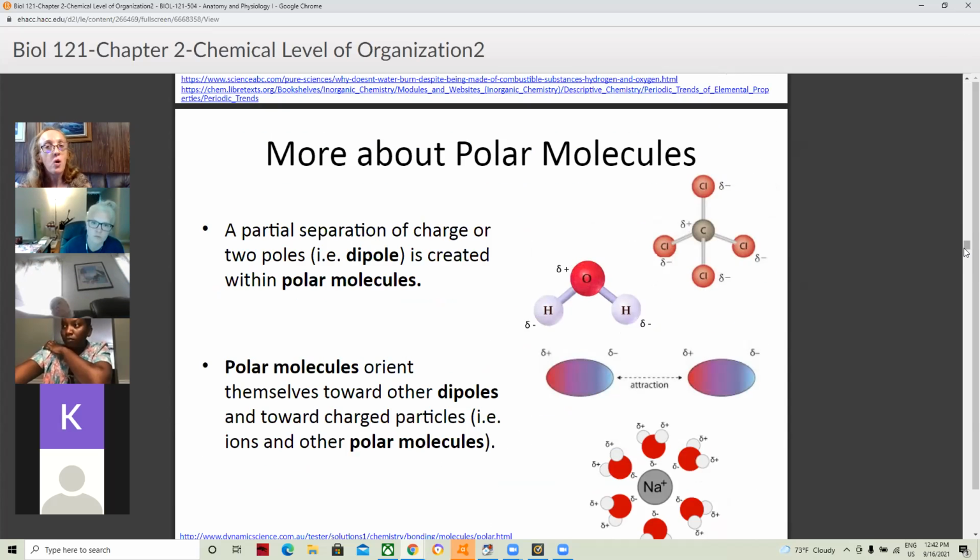So the result is that polar molecules have this partial separation of charge, or a dipole. In a solution, because we know that opposite charges attract, polar molecules will orient themselves so that their partial positive charges are closer to the partial negative charges of other molecules. So this is one molecule right here, this is one molecule right here. The partial positive charge of this molecule is oriented towards the partial negative charge of this molecule.